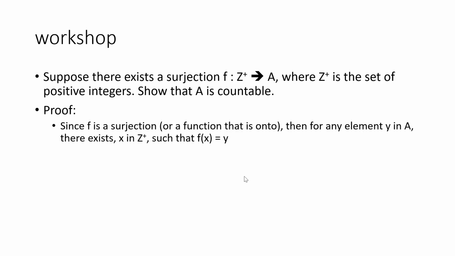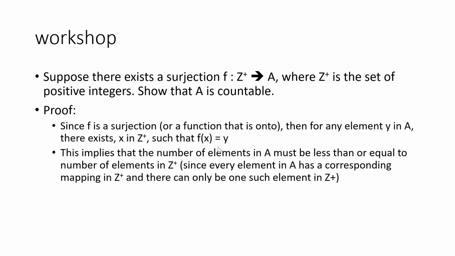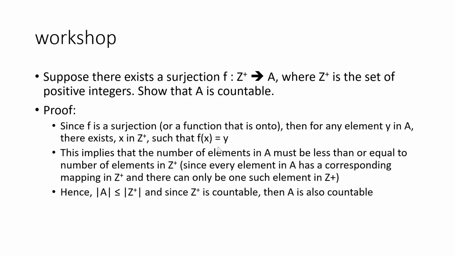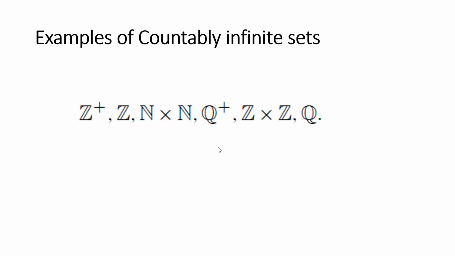Here's our proof. Since f is a surjection, or a function that is onto, for any element y in A, there exists some x in Z plus such that f of x equals y. This implies that the number of elements in A must be less than or equal to the number of elements in Z plus, since every element in A has a corresponding mapping in Z plus, and there can only be one such element in Z plus since f is a function. Hence, we can establish that the cardinality of A is less than or equal to the cardinality of Z plus. And Z plus is countable, therefore A is also countable.